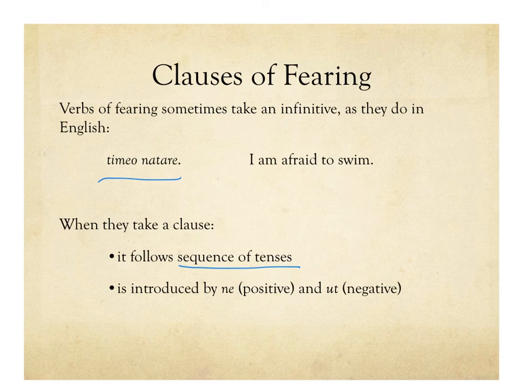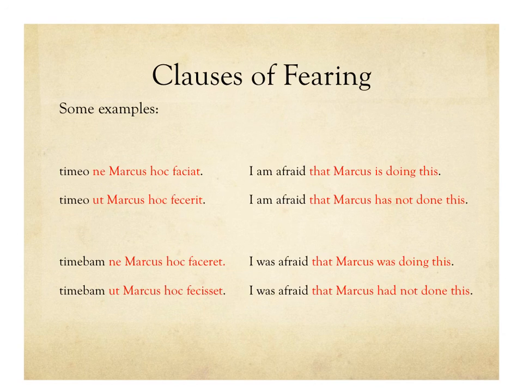These clauses use ut and ne, as we've seen in a lot of clauses, but it's switched. We use ne for positive fears, things that we're afraid may happen, and we use ut for negative fears, things that we're afraid won't happen. This is weird, I grant you. It's the only clause that works this way, so it's actually pretty easy to remember. It usually sticks in your head. So let's take a look at a couple.